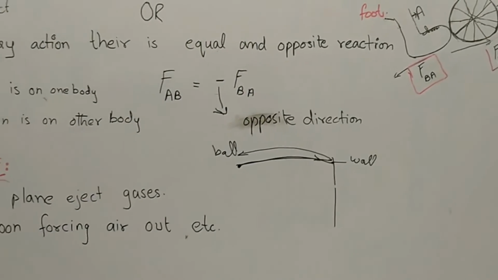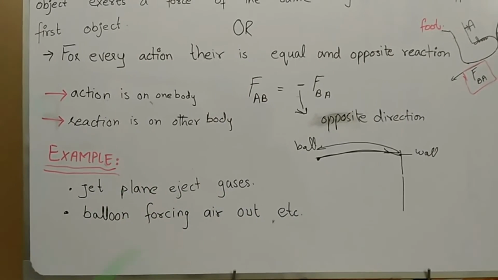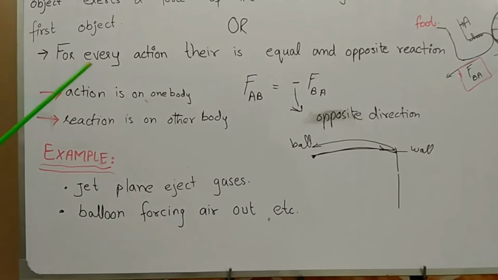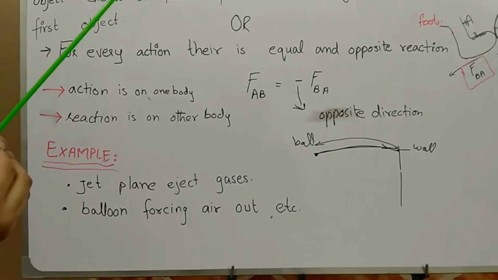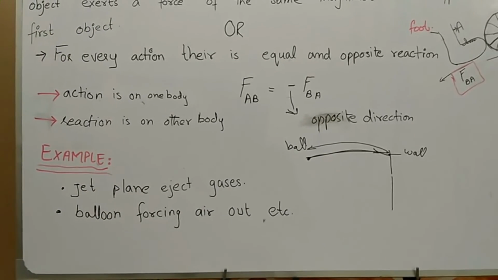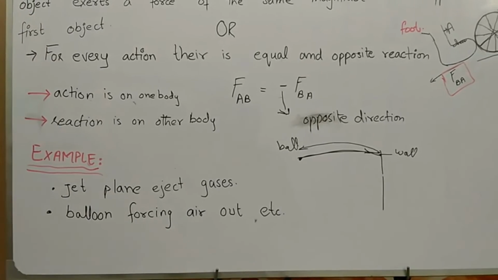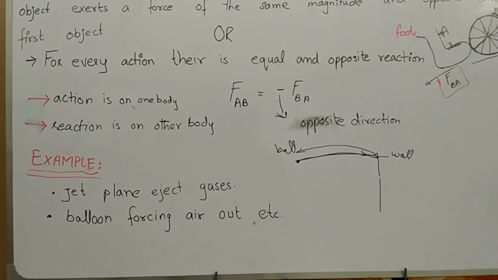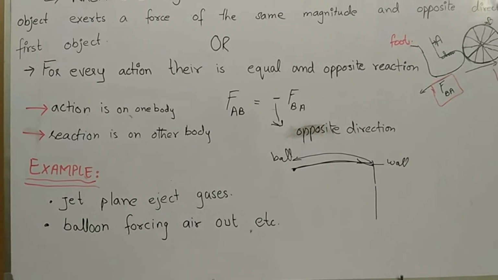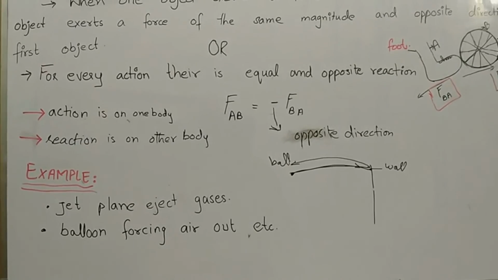For daily routine examples, I can mention a jet plane ejecting gases, or a balloon forcing air out. If we fill a balloon with air and leave it untied, you will see that the balloon will go in the forward direction. Why? Because the air rushing out from the back of the balloon is the action, and as a reaction the balloon goes forward. Thank you very much.